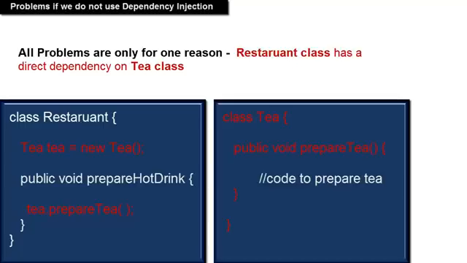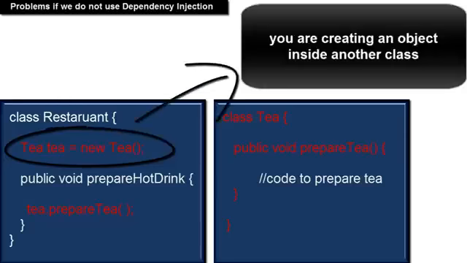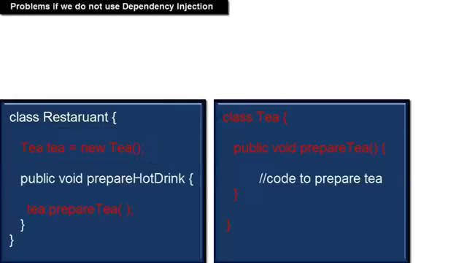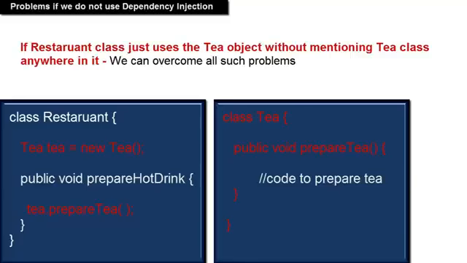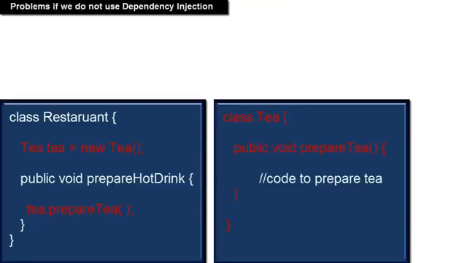Problems are only for one reason. A restaurant class has a direct dependency on the Tea class. You are creating an object inside another class using new operator and consequently making restaurant class so much tightly coupled with the Tea class. If there is some technique or a design suggestion with which a restaurant class just uses the Tea object without mentioning Tea object anywhere in it, we would surely remove the direct dependency and overcome all such problems. Yes, you heard it right.